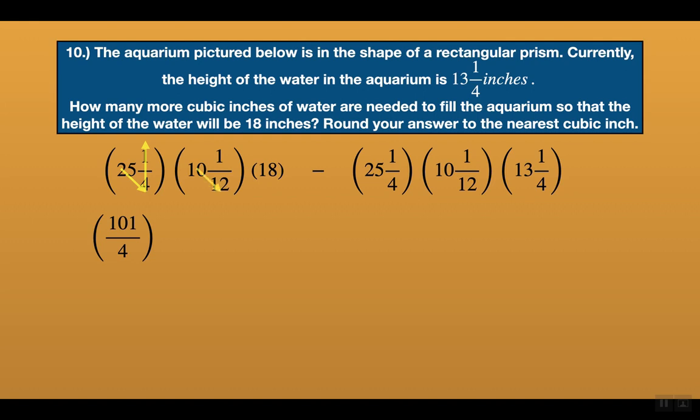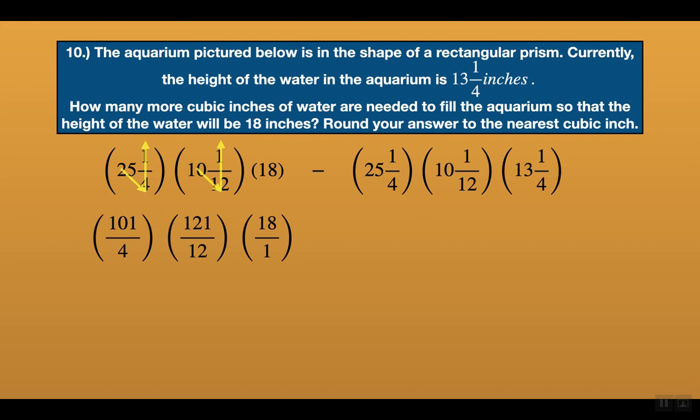So we're going to start by multiplying 10 times 12. That's going to give us 120. And then add the number on the top, and we'll get 121 over 12. Now the 18 is a whole number, but let's change it to a fraction and make it 18 over 1.